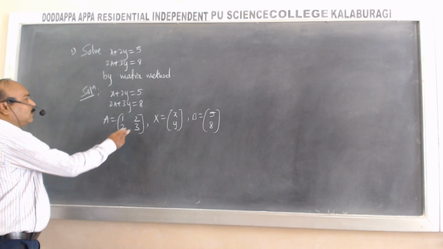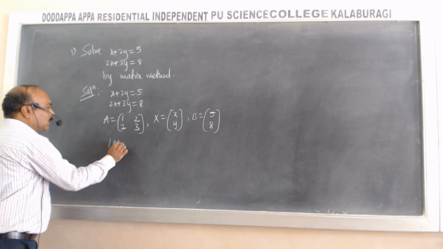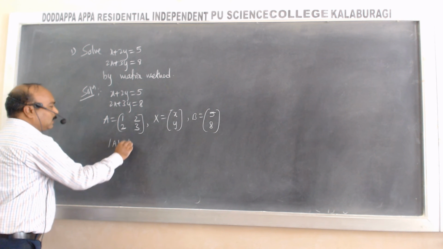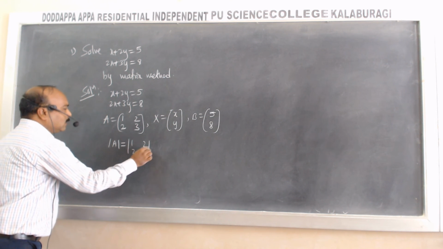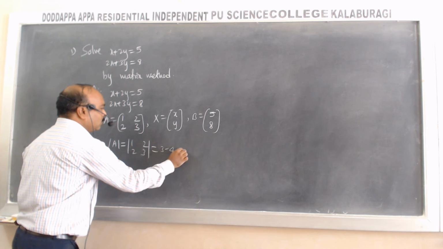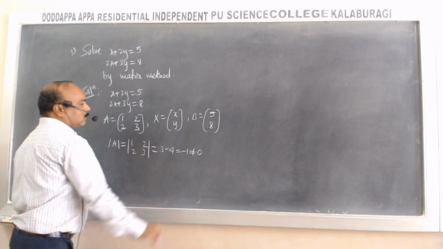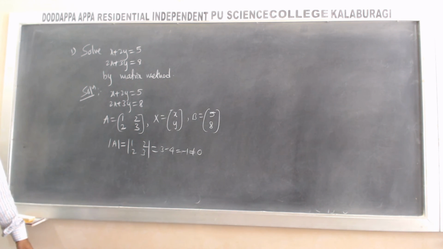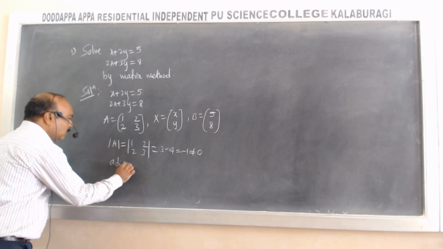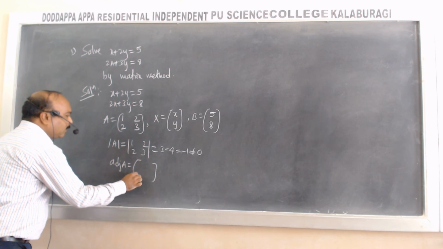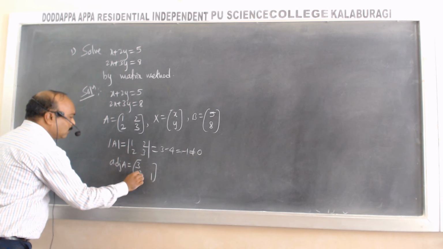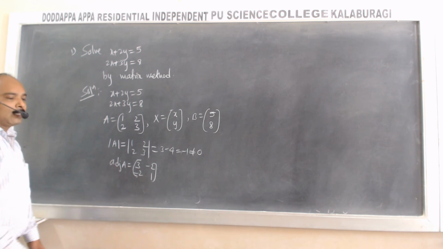For that we find the inverse of this matrix. First we check the singularity by using determinant of A, that is the determinant of 1, 2, 2, 3. It is equal to 3 minus 4, which is minus 1, not equal to 0. Now we confirm that it is a non-singular matrix. Then we go for adjoint of A. Adjoint of A is given by the direct formula: interchange the diagonal elements, that is 3, 1, and change the sign of the others, that is minus 2, minus 2. It is the adjoint of A.